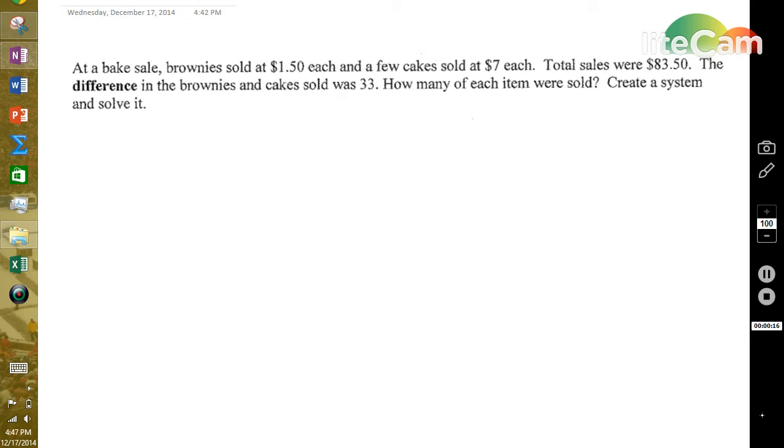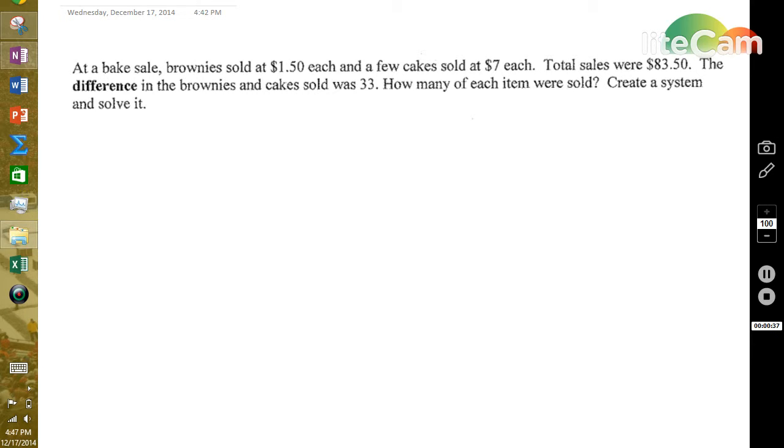At a bake sale, brownies sold at $1.50 each and cakes sold at $7 each. Total sales were $83.50. The difference in the brownies and cakes sold was 33. How many of each item were sold? Create a system and solve it. So using the information, can we create two equations?